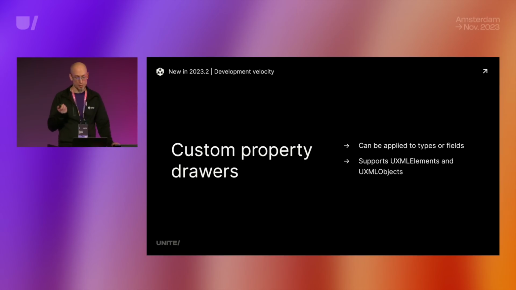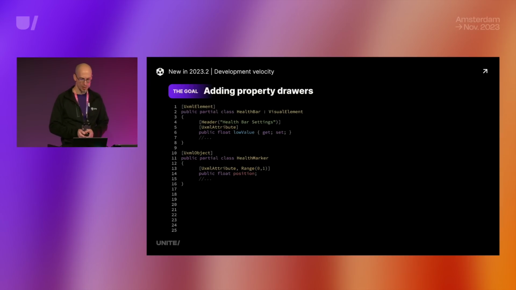So now that we are using serialized fields through this new UXML serialization, we can support custom property drawers, just like a scriptable object or a MonoBehaviour. Those are very, very useful if you want to improve the usability of custom elements and custom types. So let's go ahead and add some predefined property drawers to our custom element. As you would expect, they can be used to decorate types, properties, UXML elements, and UXML objects.